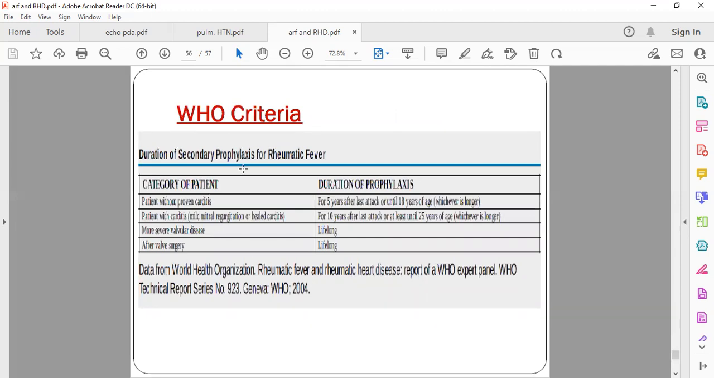WHO says if a patient has no proven carditis, you should give it for 5 years after the last attack, or till 18 years of age, whichever is longer. If there is carditis with only mild mitral regurgitation, then you should give it for at least 10 years, or till the patient reaches the age of 25 years. If there is more severe valvular disease with moderate mitral regurgitation or mitral stenosis, it should be given lifelong. And after valve surgery also, there are chances of progression, so you should give it lifelong even after that.